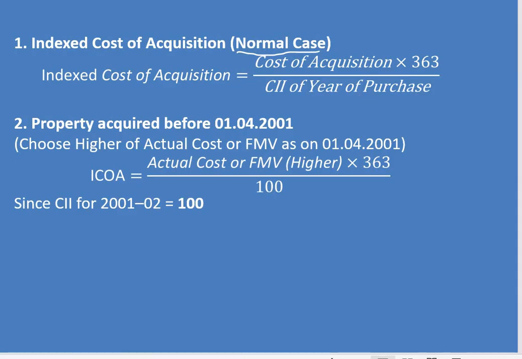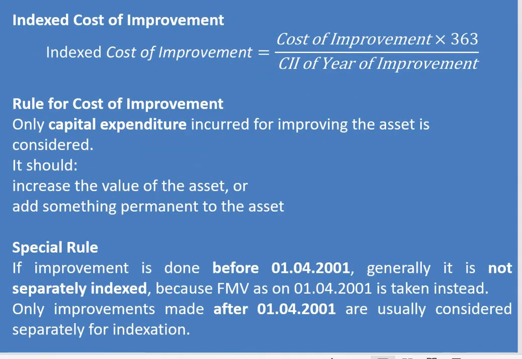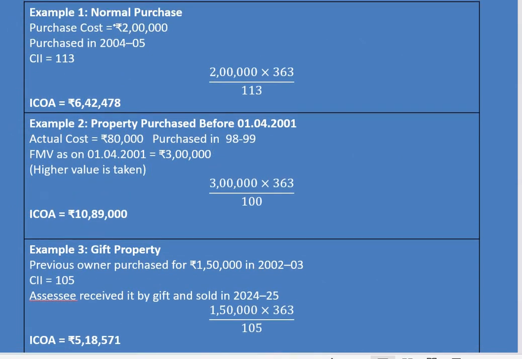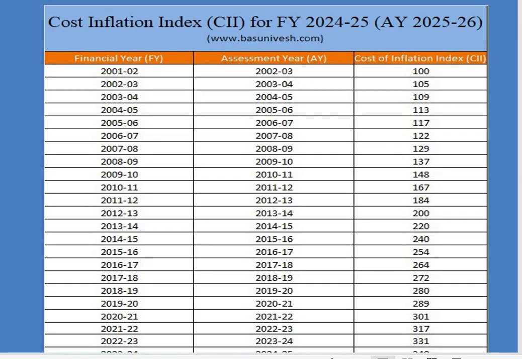We will look into one example for this. Altogether, if I teach, it will be tough for you. Let me give you one example for it. Example 1, normal case. See, the purchase cost is 2 lakh. Purchase cost, how much it is given? 2 lakh. Which year they purchased? 2004-5. What is the CII of 2004-5? 113. We will look into the table.